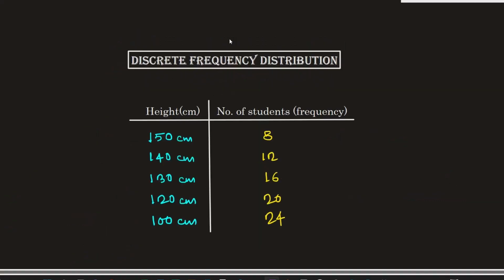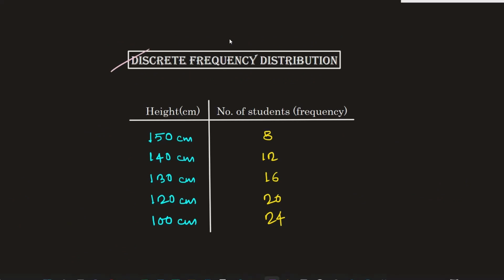Let's quickly discover the idea of discrete frequency distribution. By saying discrete numbers, we mean, for instance, that there are 8 students whose height has been measured exactly as 150 centimeter, 12 students whose height has been recorded exactly as 140 centimeter, and so on. And these are discrete numbers.